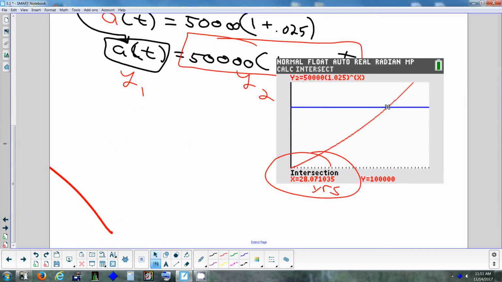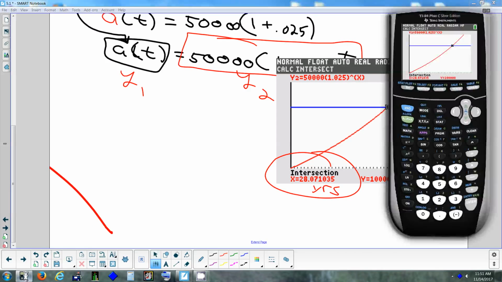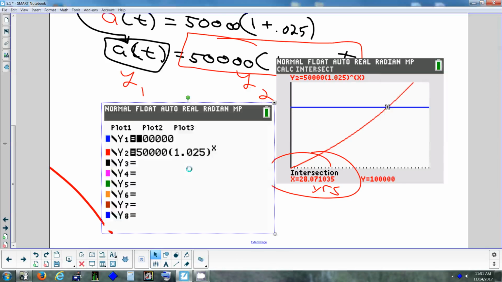Wait, how'd you write in the equation 50,000 times 1.025? Equation, just like that. Mine's not working. And you have to set the window too. Yeah, I did that. If anyone's isn't working, we can take a look after and see. Just leave what you have typed in right now and I'll come look at it.